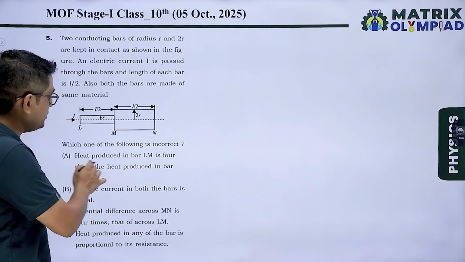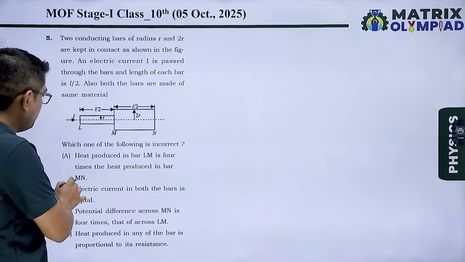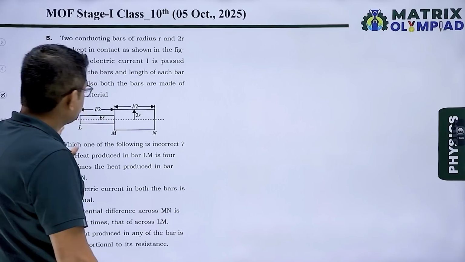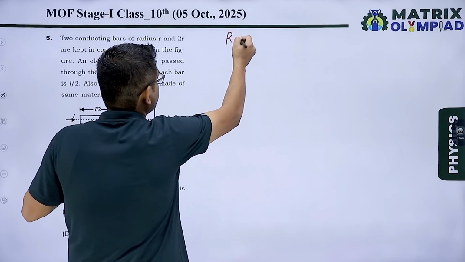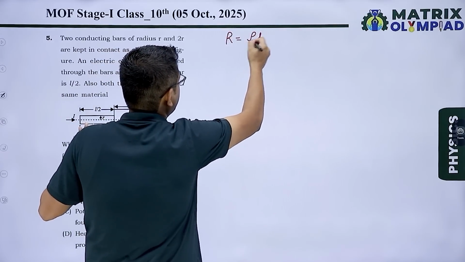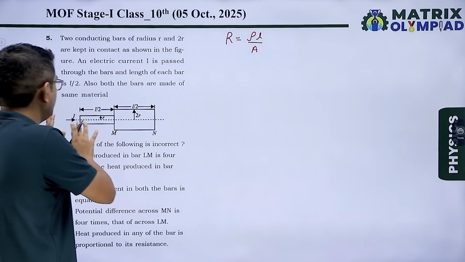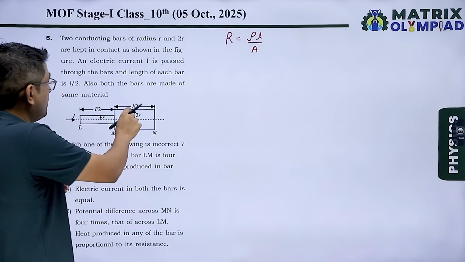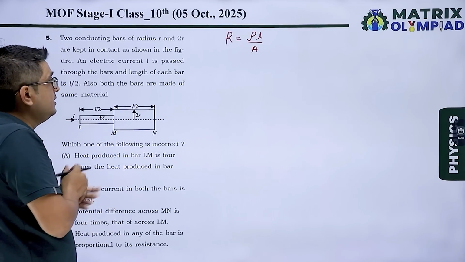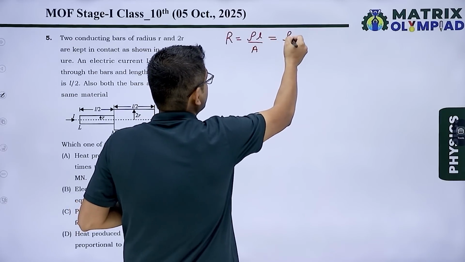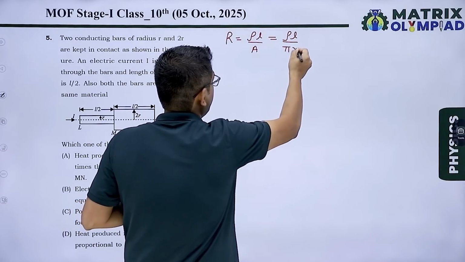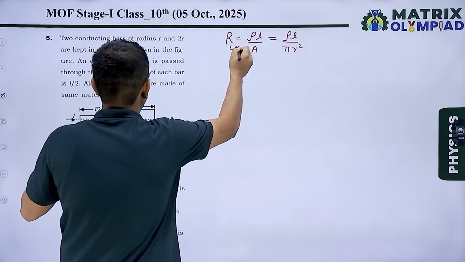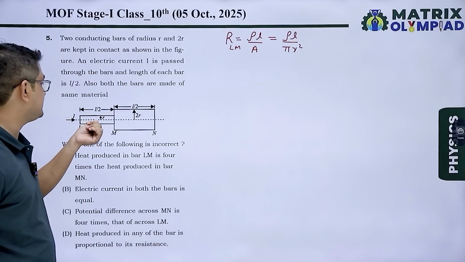The first one is heat produced in the bar LM is 4 times the heat produced in bar MN. As we can see here, the value of resistance is given by R equal to rho L upon A. We can see the length of both wires is the same, but the cross section area of both bars is different. The cross section area is given by pi R square. So this is the resistance of LM bar because it has radius R.